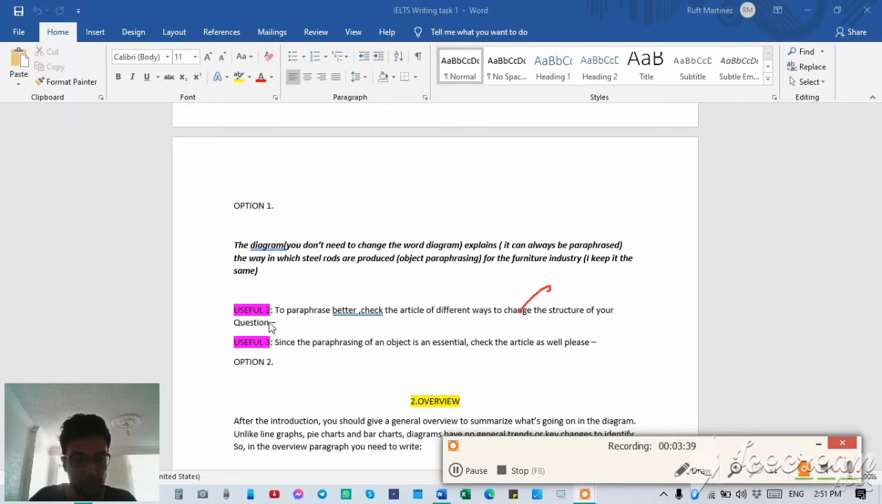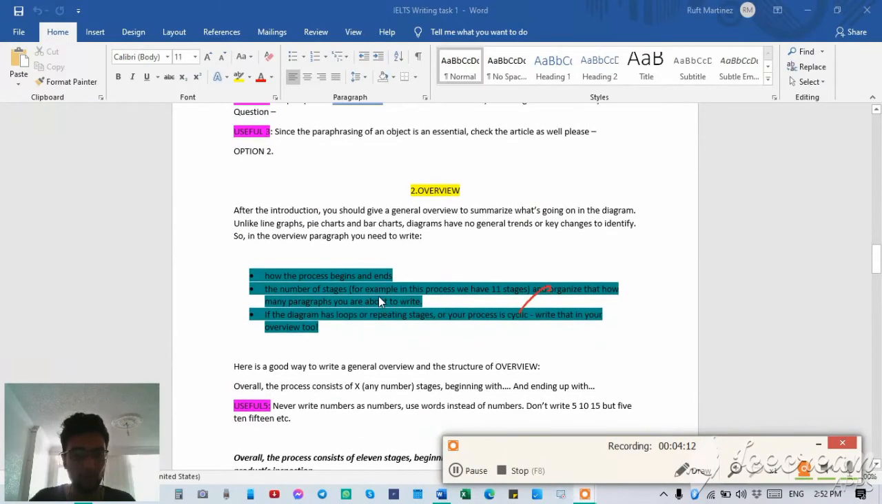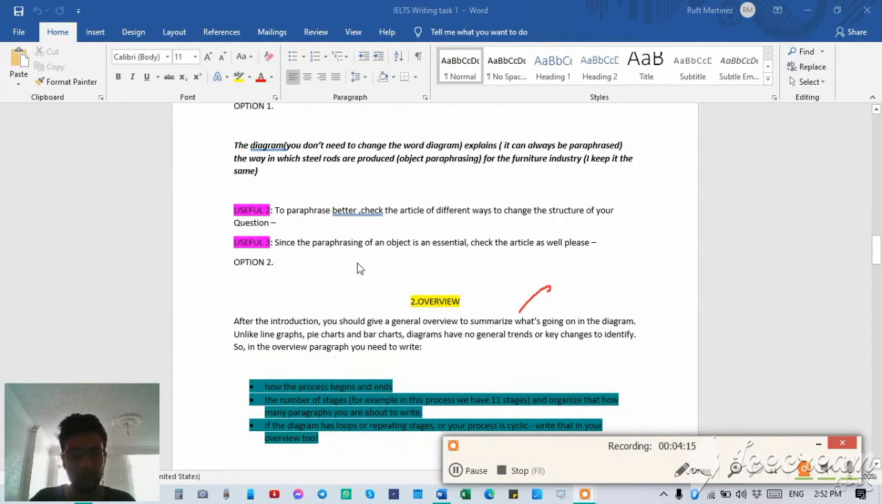So to paraphrase, there's another piece of useful information. Check the article on different ways to change the structure of your question. I've also sent it to you. Please read that too. As a third one, since paraphrasing an object is essential, check that article as well, please. I haven't sent you that article yet, but I'll send it and teach you in the next class, so you don't need to look for it. This one is in the first useful section. Actually, there was an option 2, but I don't know where it went. Maybe it's been deleted, so forget about option 2.